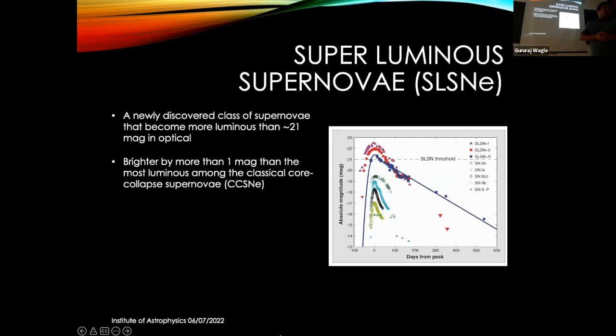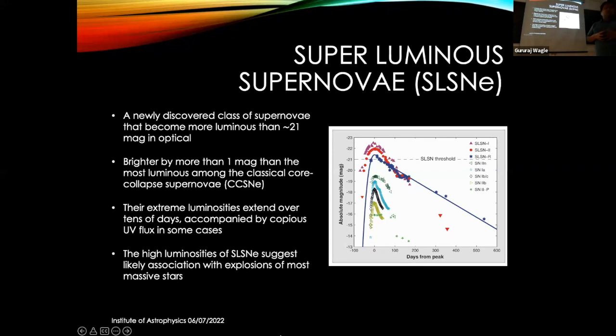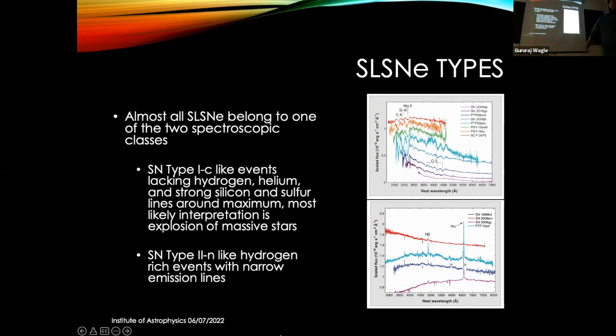So Manos gave a talk yesterday and most of you were present, so I'll not go into the details of superluminous supernovae. The main reason that we are interested in these supernovae is that they are much brighter than the classical core collapse supernovae. Their extreme luminosities extend over 10 days and are accompanied by a copious amount of UV flux. So this tells us that superluminous supernovae originate from massive star progenitors, and there is interaction with circumstellar medium. There are broadly two types of superluminous supernovae.